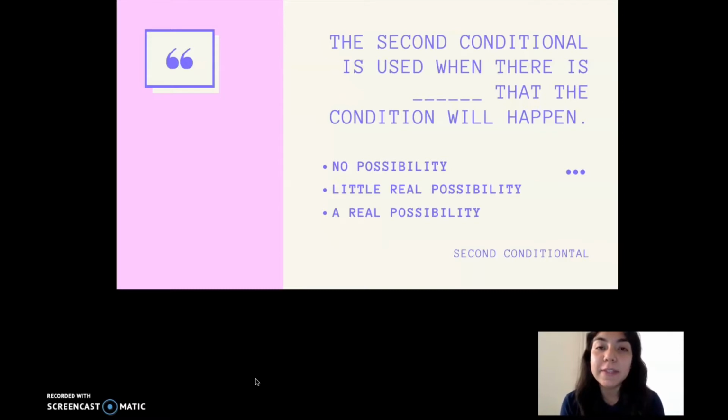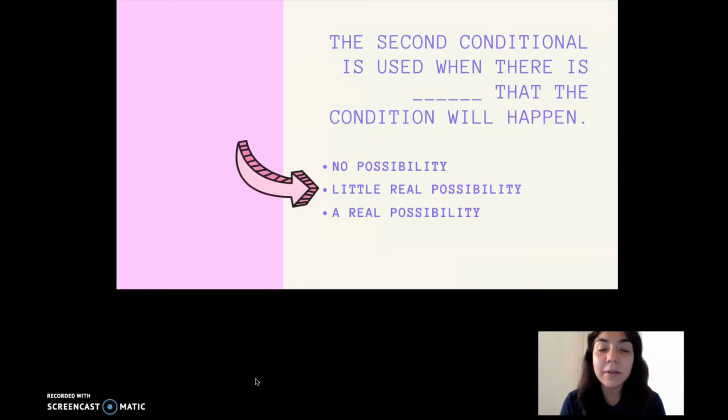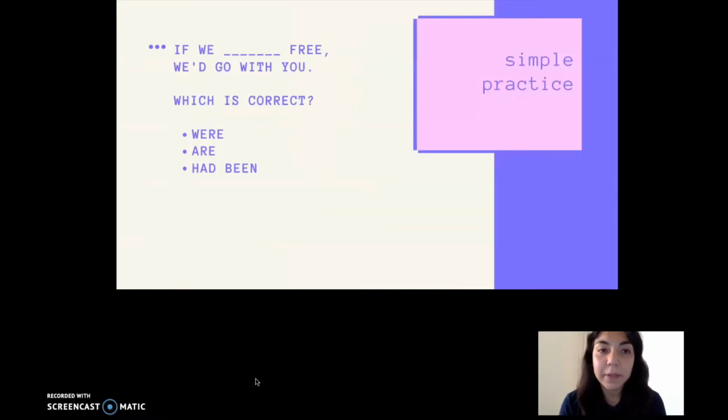So if we look at the sentence that we have right now, it says, the second conditional is used when there is no possibility, little real possibility, or a real possibility. We know that it's little real possibility. Now, if we were free, we would go with you.